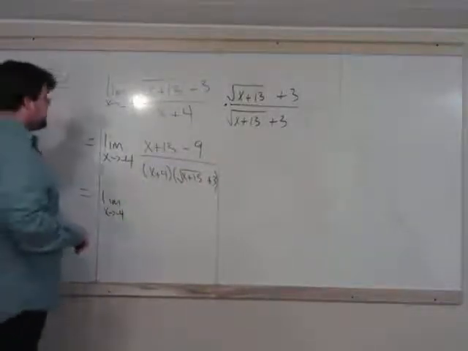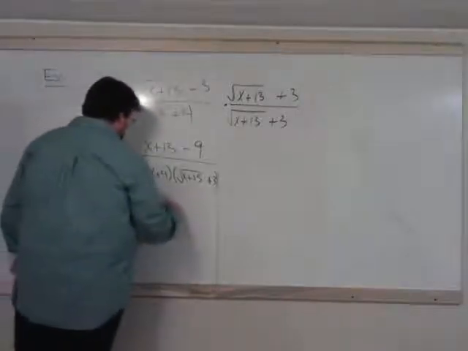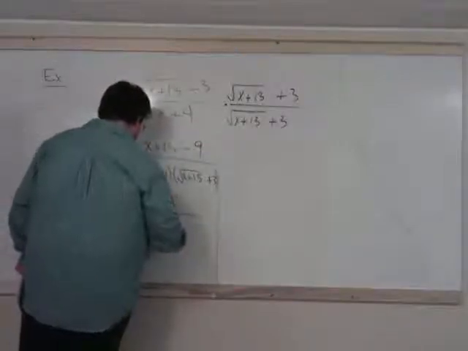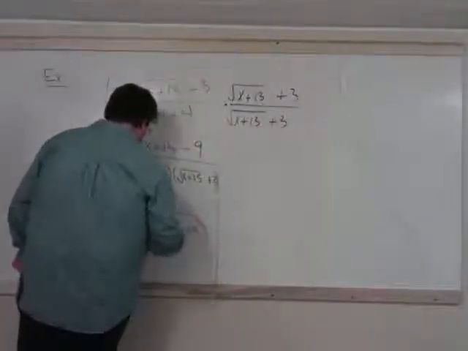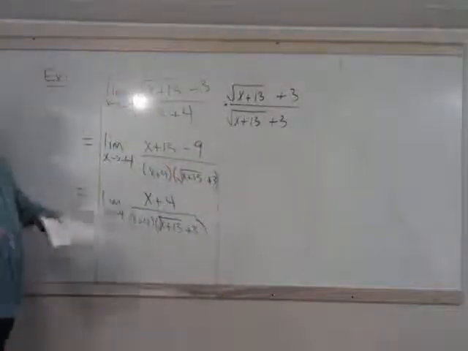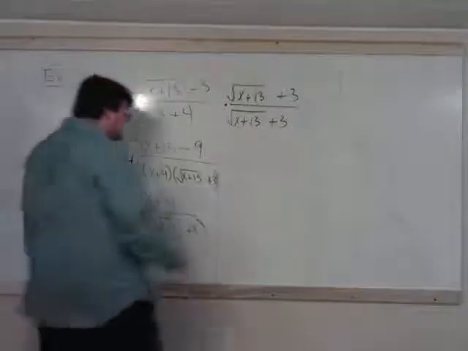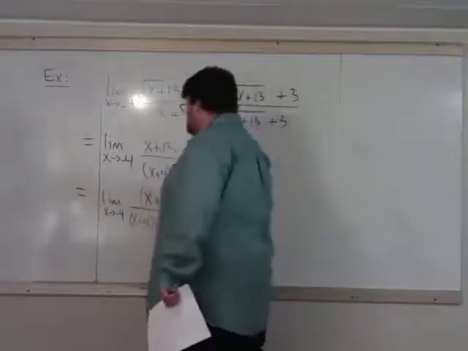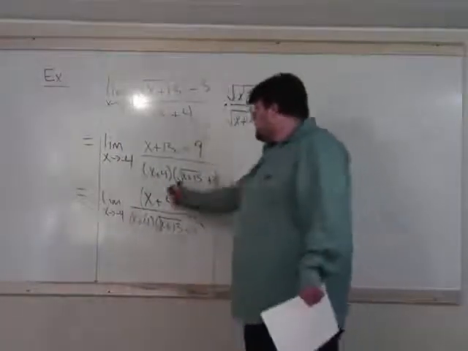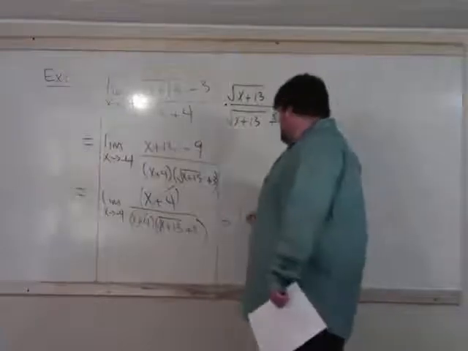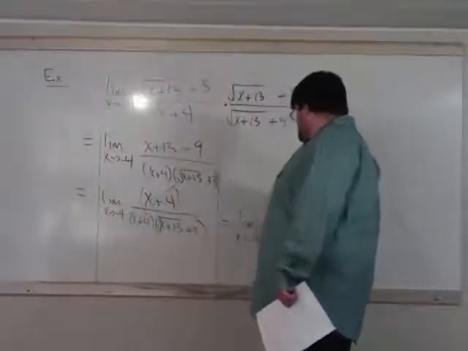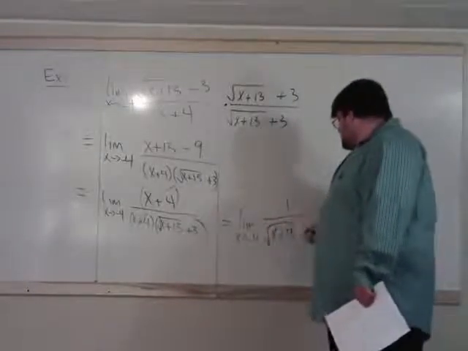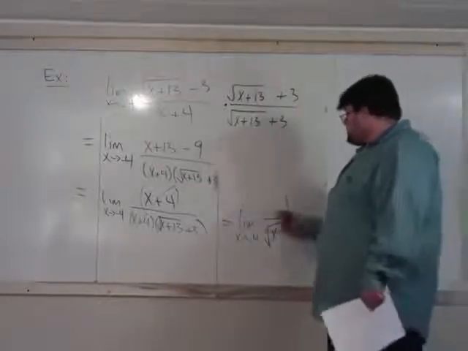So let's see what happens next. Well, we have a 13 and a -9 on top. You can combine those and get a 4. And now you'll notice the top and the bottom both have an x plus 4. So we can cancel those out. That divided by that reduces to 1. So there's just a 1 on top. There's an x plus 13 under a square root and a positive 3 on the bottom. We're taking the limit as x goes to -4.